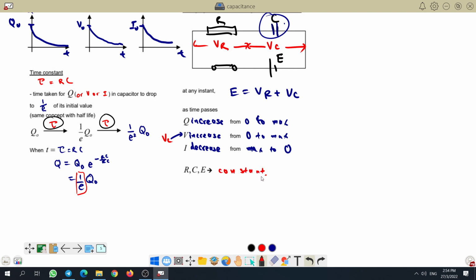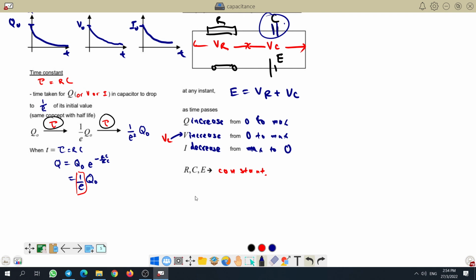Kalau ada dia punya beza keupayaan baru dia mengalir. Kalau dia punya beza keupayaan across the capacitor is less than the beza keupayaan across your battery, because charge will flow until potential difference is the same. Always. Here we have to be a bit careful because there's 2V.